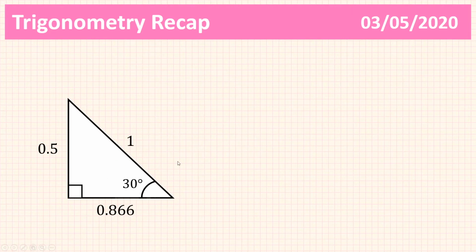Okay, so now let's have a look at the ratios themselves. Let's have a closer look at the ratios. So here we have a triangle. The angle is 30 degrees. And we can see that the ratio between the hypotenuse and the opposite is a half. If we were to divide them, 0.5 divided by 1 is a half. And the ratio between the adjacent and the hypotenuse is 0.866. If we were to do this number divided by 1, we'd get 0.866. So that's the current ratios that we've got. And I will later on in the video show you where we got these numbers from.